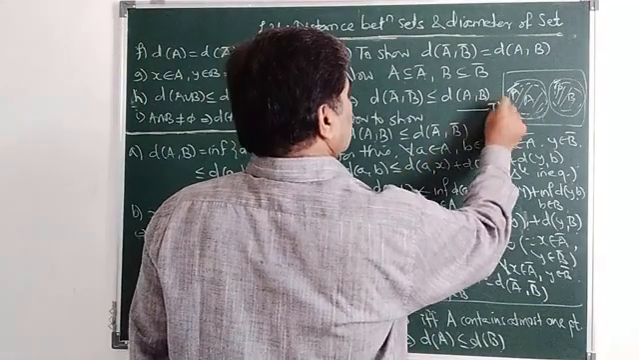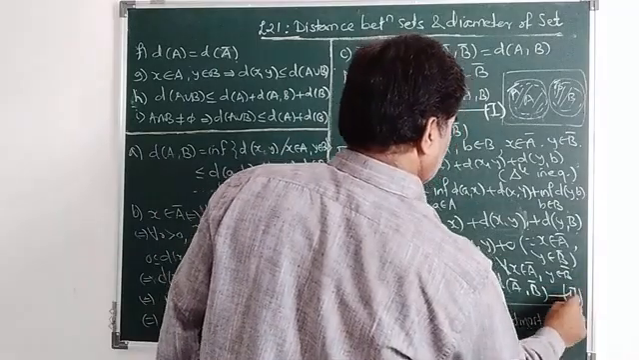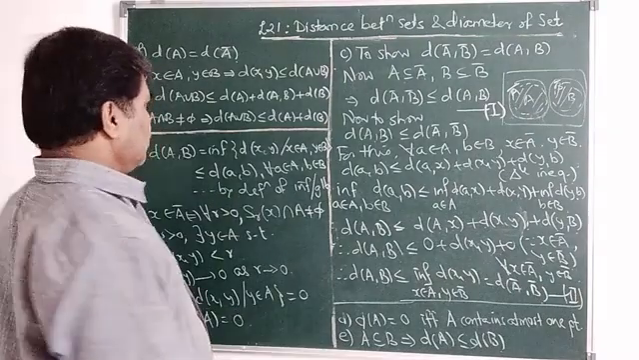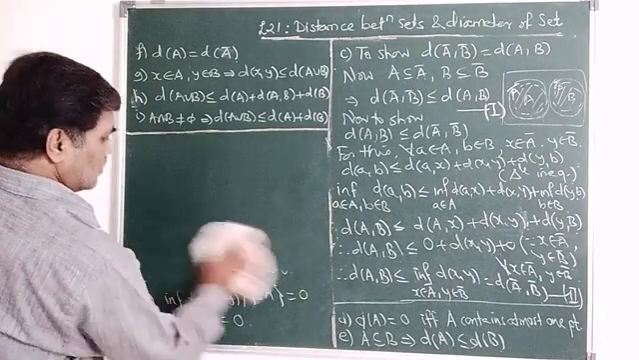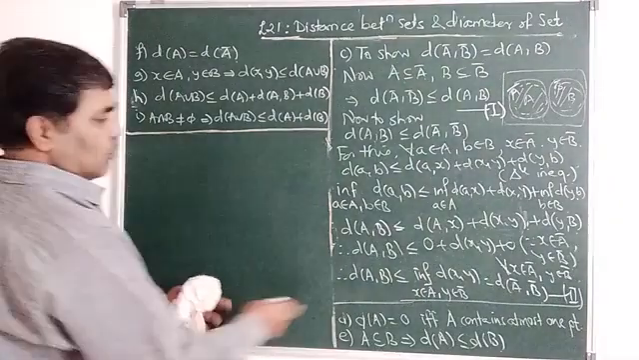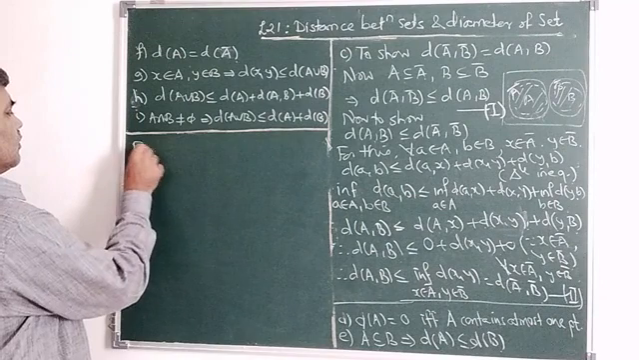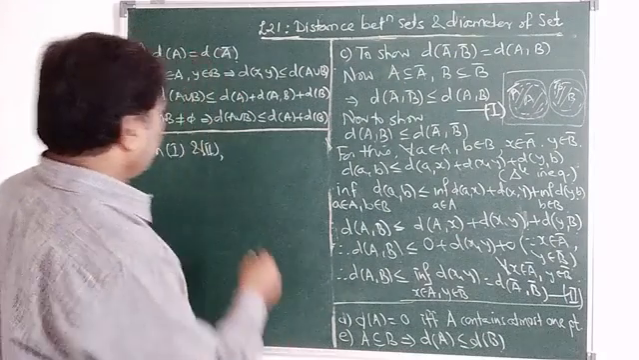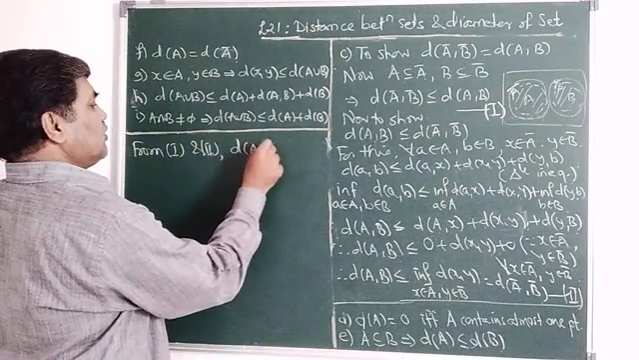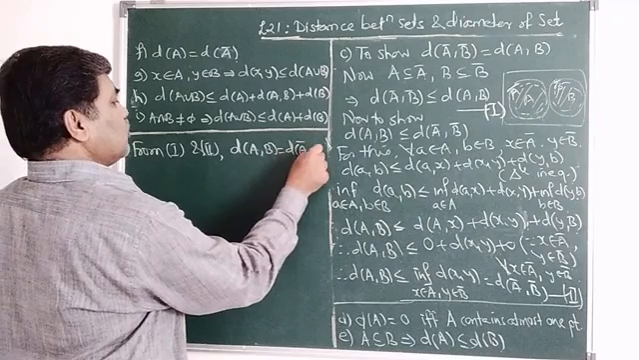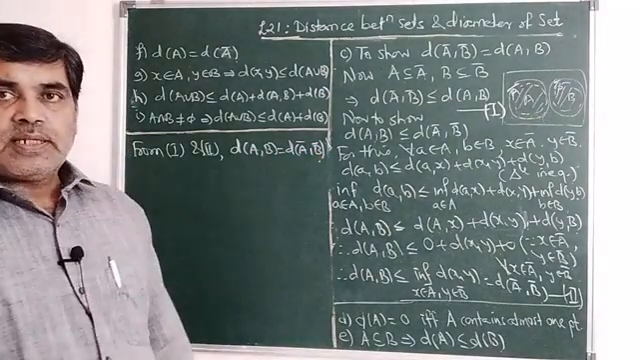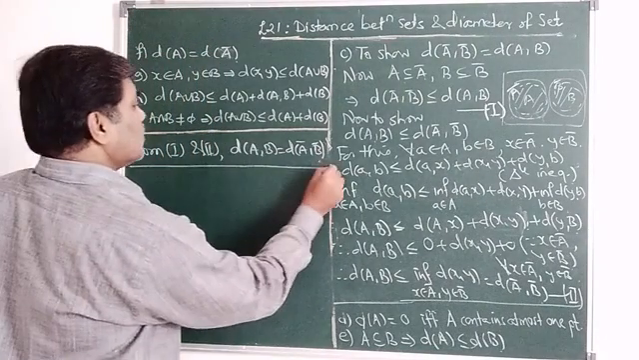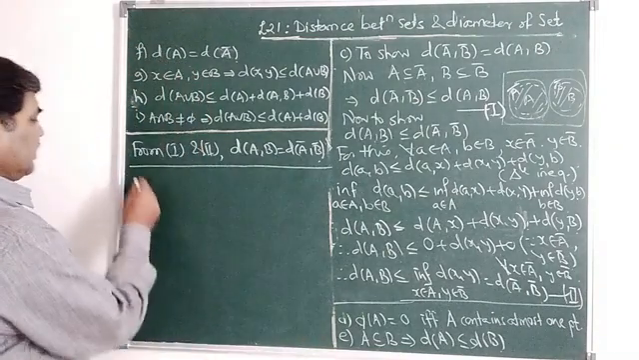So this is 1, this is 2. So from 1 and 2, we'll get d(A,B) is equal to d(A closure, B closure). Now we have to prove the next part, D.